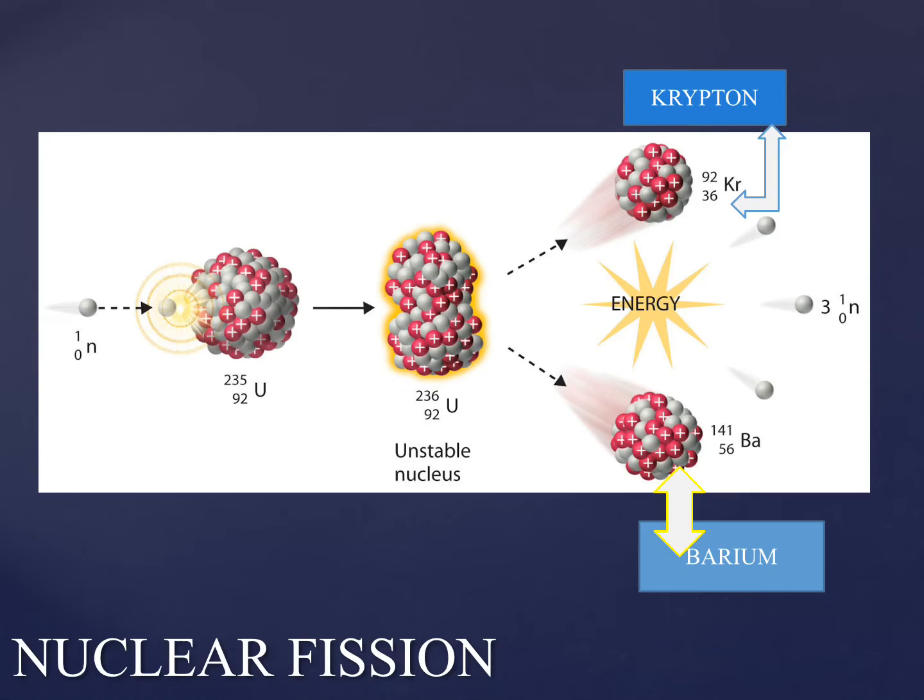Now, this is the important question. Why are the masses different? Now you know that the product was not only krypton and barium. There was actually energy in the middle. So some of the matter was converted into energy.